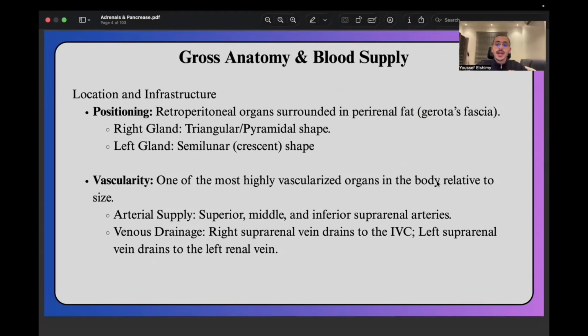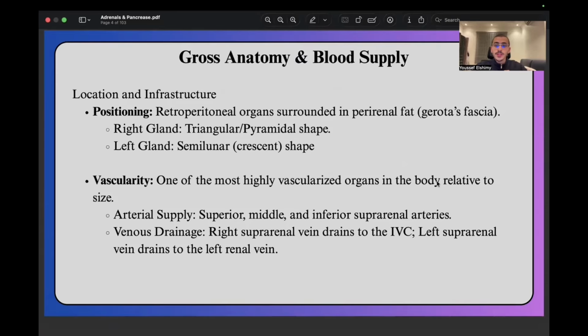Okay, so the gross anatomy and the blood supply. We said that the adrenal glands are located above the two kidneys. They are considered retroperitoneal organs. You know, the peritoneum. They are behind the peritoneum, and they are surrounded by perirenal fat. If you remember from renal, the Gerota's fascia covers the kidney, as well as the adrenal glands. The right adrenal gland is more of a triangular pyramidal shape, while the left adrenal gland is more of a semilunar crescent shape.